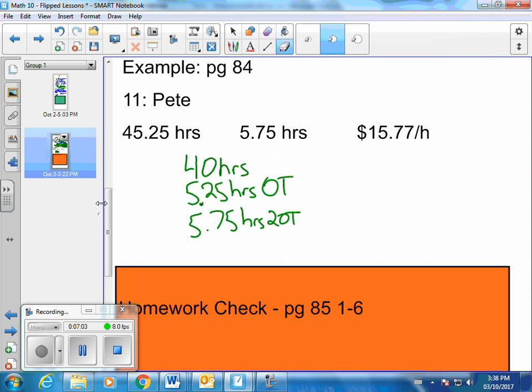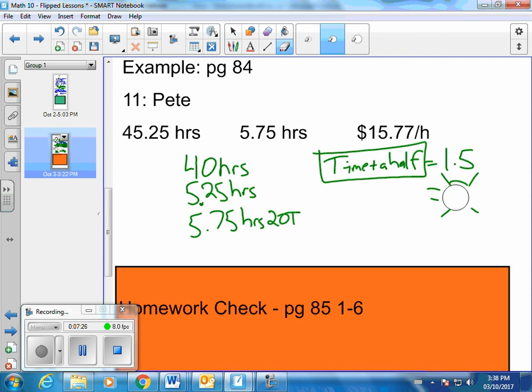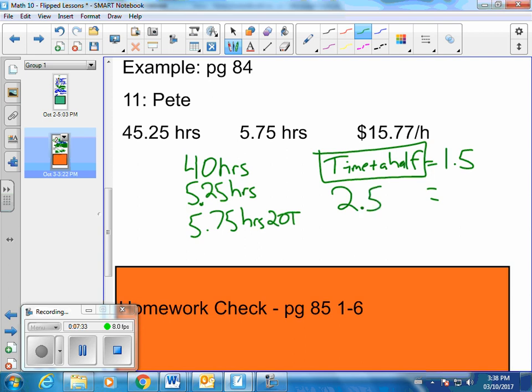What does time and a half mean in number form? Time and a half is the same as 1.5, and double time and a half is not 3. It's not double your time and a half. What time and a half actually means is double your regular rate plus a half. Okay, so double time and a half actually is 2.5.